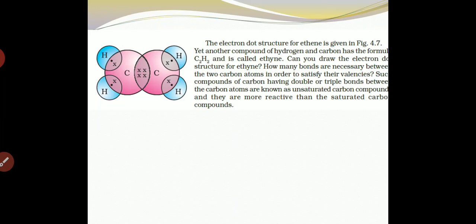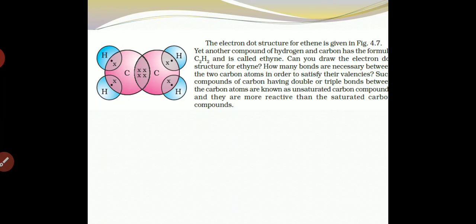Yet another compound of hydrogen and carbon has the formula C2H2 and is called ethyne. Can you draw the electron dot structure of ethyne? How many bonds are necessary between the two carbon atoms in order to satisfy their valency?